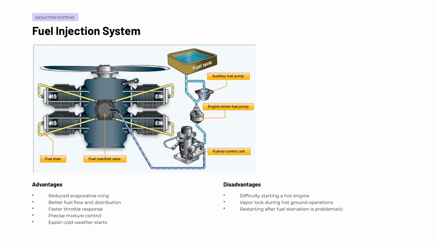A hot engine can be difficult to start because residual heat causes fuel in the lines to vaporize, making it hard to establish proper fuel flow. This same issue, known as vapor lock, can affect ground operations on hot days. Perhaps most critically, if the engine experiences fuel starvation and stops running, restarting it requires deliberate steps to reprime the system, something that demands thorough knowledge of your aircraft's specific procedures before it ever becomes an in-flight emergency. Knowing these limitations ahead of time allows you to anticipate problems and respond correctly, rather than being caught off guard.